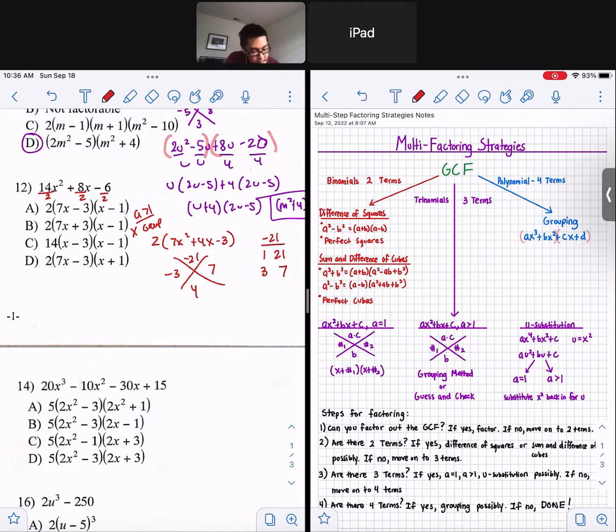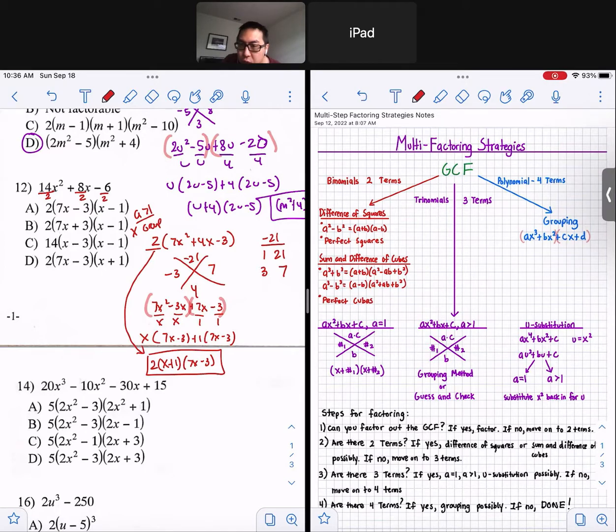But remember, a is greater than 1, we gotta do grouping. So the first term, the two middle terms, and your last term. Group. We can factor out an x from there, and we can't factor out anything from here, so it's just a 1. X times 7x minus 3 plus 1, 7x minus 3. So we're going to get x plus 1 times 7x minus 3, and don't forget the 2 that we factored out in the very beginning. Which will be what? 2d. Which will be d.